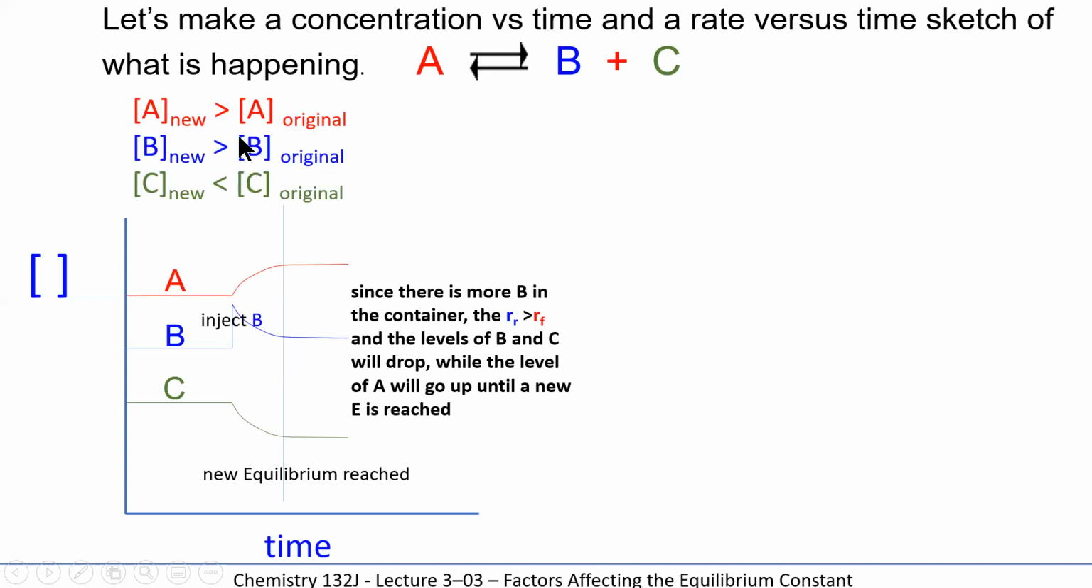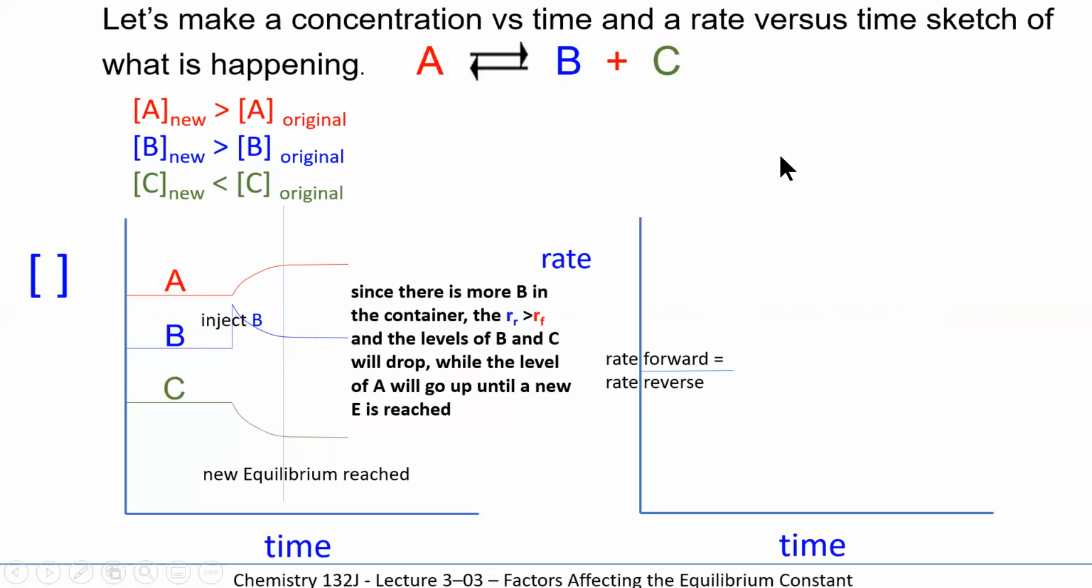So when we compare the new concentrations to the original concentrations, we can see that A, the new concentration is increased, B, it's decreased, and C, it's also decreased. Keep in mind, never show the quantity of B going down below the original quantity of B that was in the container.